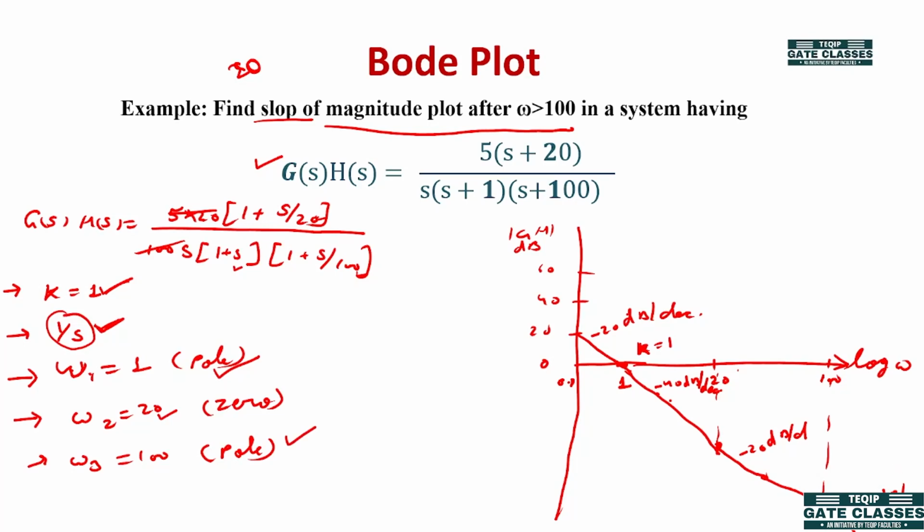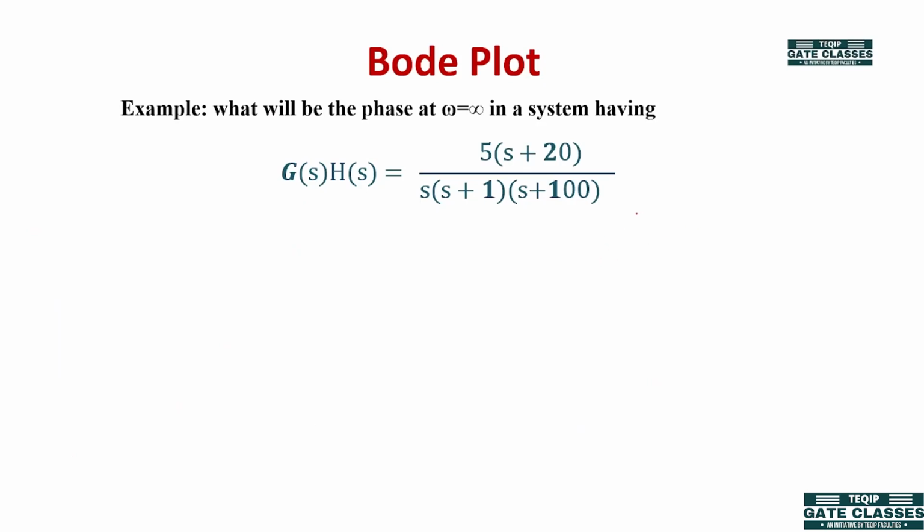So we can see from the graph the slope of the magnitude graph for omega greater than 100 is minus 40 dB per decade. So the answer to the question is minus 40 dB per decade. Okay. So the next question is, we have the same transfer function, but in this we have to calculate the phase angle when omega is equal to infinity.